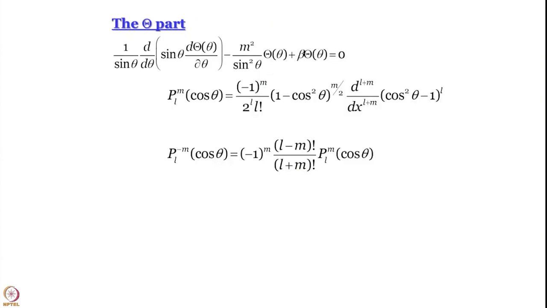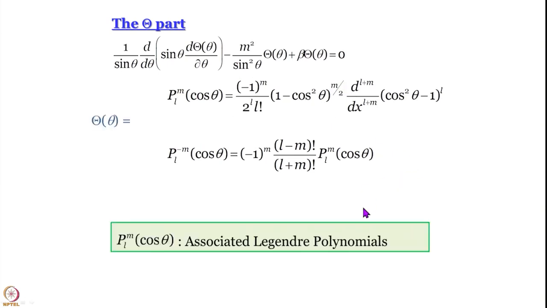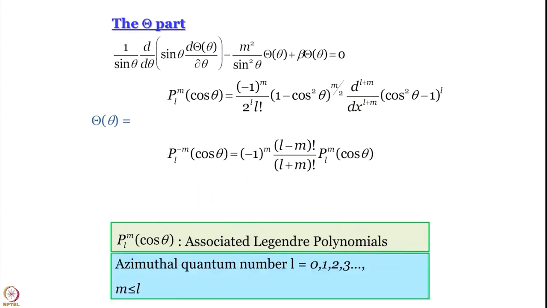Okay. Now, let us move on to the theta part. In the theta part, this here is the equation, and you know the solution already. The solution is what is called the associated Legendre polynomial in cos theta. And this, as you can see, is associated with another quantum number L. Have a look at these expressions for the associated Legendre polynomials. Here you have L minus m factorial, in the denominator you have L plus m factorial, minus 1 is raised to the power m, and the polynomial itself is a function of L as well as m. When we apply boundary conditions to these wave functions, we get the allowed values of L to be 0, 1, 2, 3 and so on and so forth.